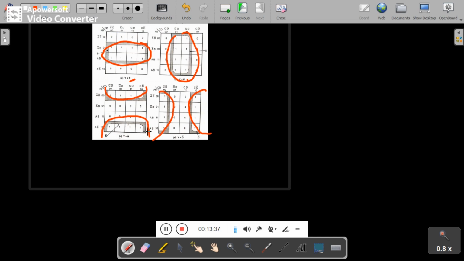So when you group like this, you have to see first row and last row. In first row and last row, vertically, which is common, you see. Vertically there is a common, that is B bar. But horizontally there is no common, all these get negated. So answer is B bar. Like this is a different way of grouping 8 ones.